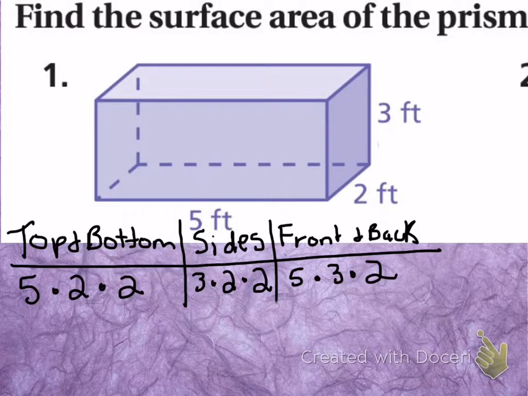Today we are going to review for the surface area and volume test. Our first example is a rectangular prism. I've already divided it into top and bottom, sides, and front and back.